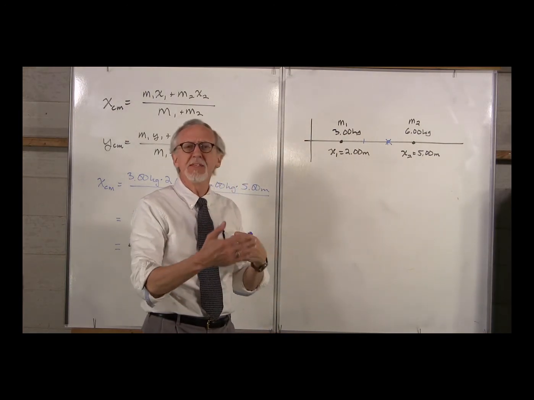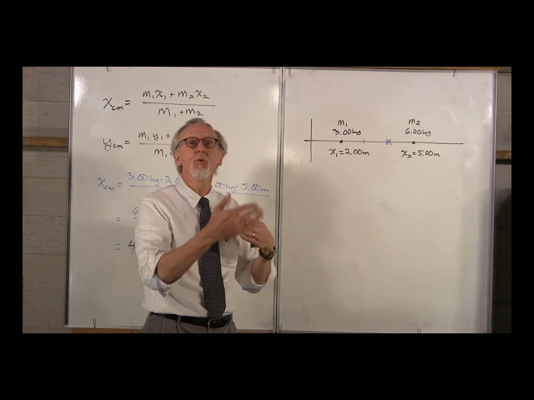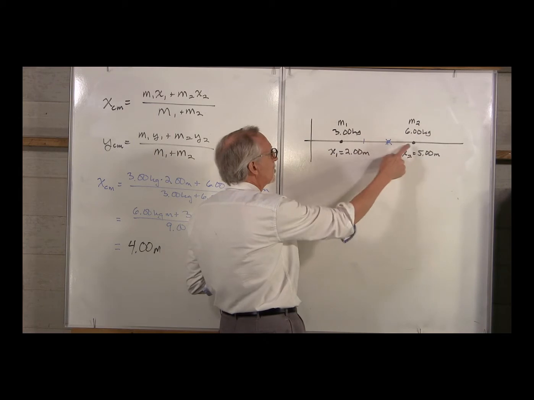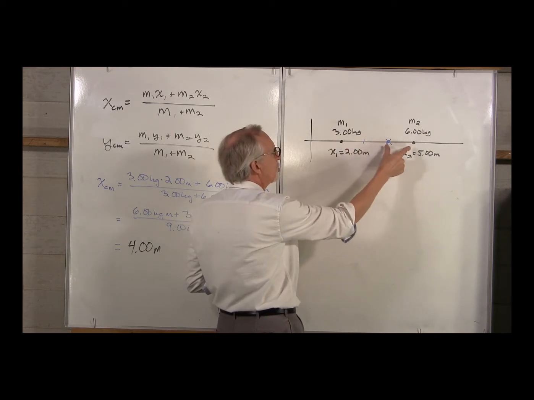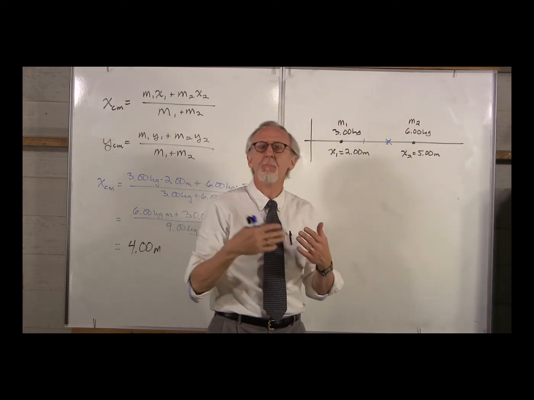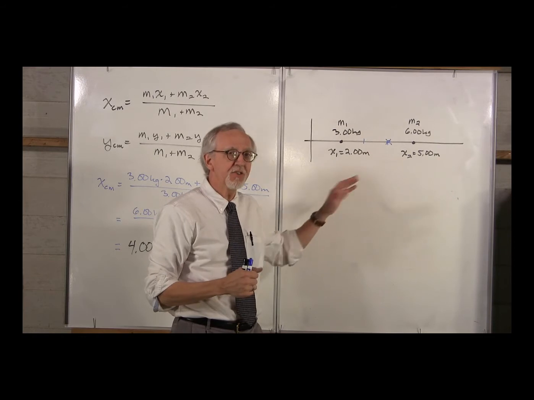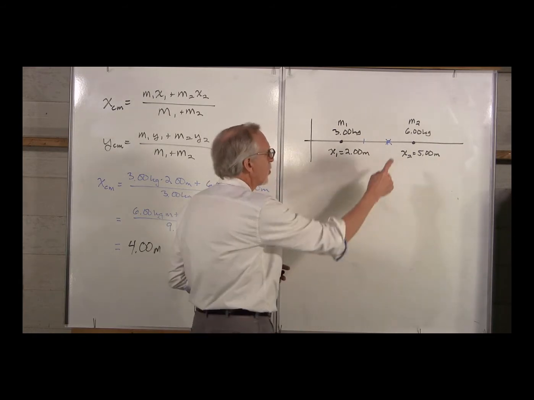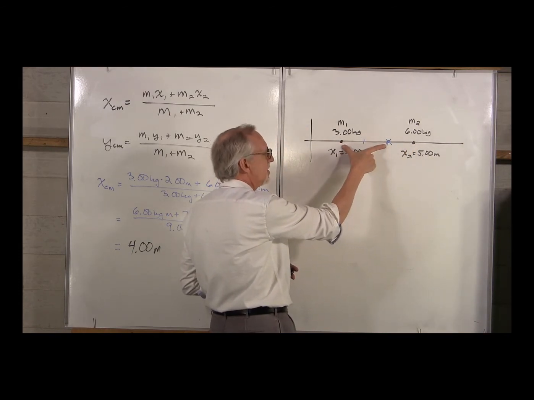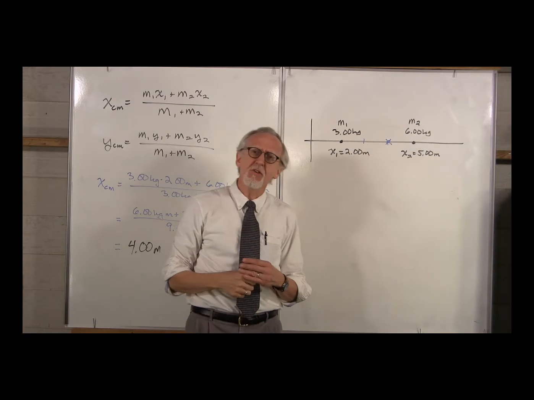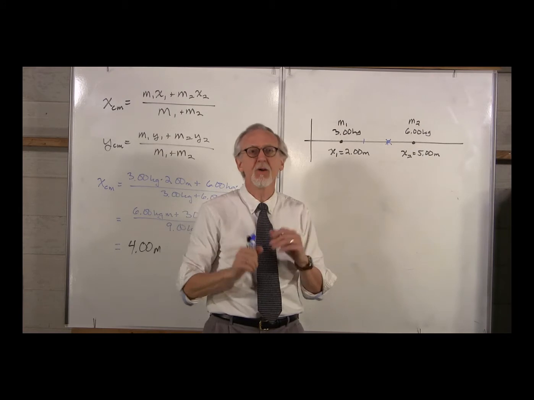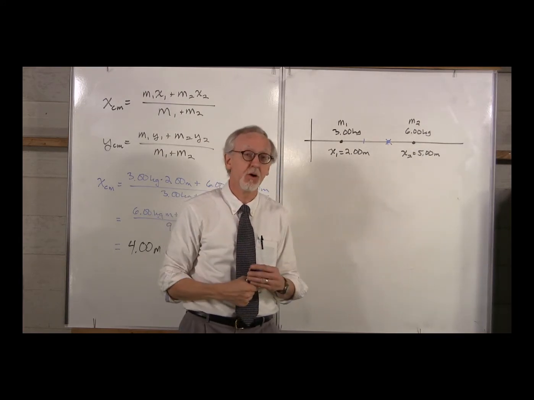Notice the ratio of the distances corresponds to the inverse ratio of the masses. This mass is twice this one, so this distance is twice that distance. That doesn't work when you have more than 2 masses, but with just 2 masses we can see that. In other words, this mass times this distance would be the same as this mass times this distance. The center of mass is closer to the more massive object, and the ratio of the distances corresponds to the inverse ratio of the masses.